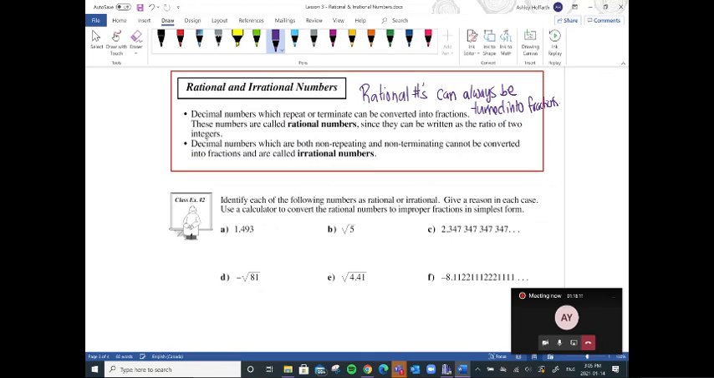So always, always. Irrational numbers can never be turned into fractions. Another way to remember it is irrational numbers are always non-repeating and non-terminating decimals. It has to have those two things occurring at the same time. So it's not non-repeating or non-terminating. It's non-repeating and non-terminating at the same time. So irrational numbers cannot be converted or turned into fractions.